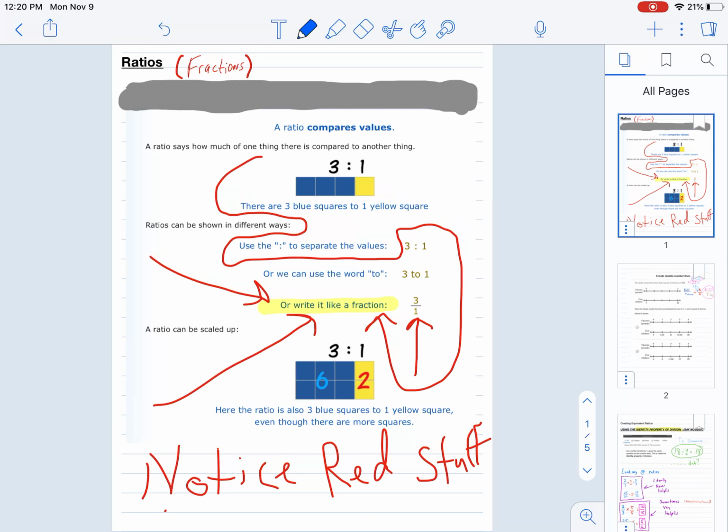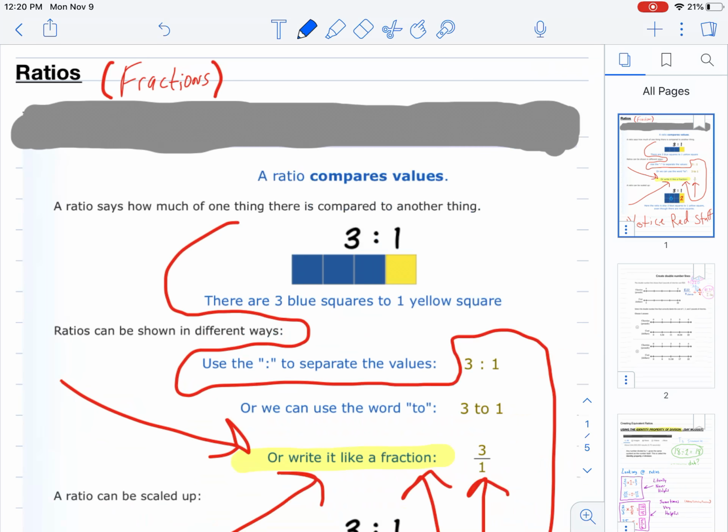Fractions or ratios. Same thing. Ratio compares value. So what that means, it says how much of one thing there is compared to another thing. It's visual right here. This 3:1 says that there are 3 blue to the 1 yellow.